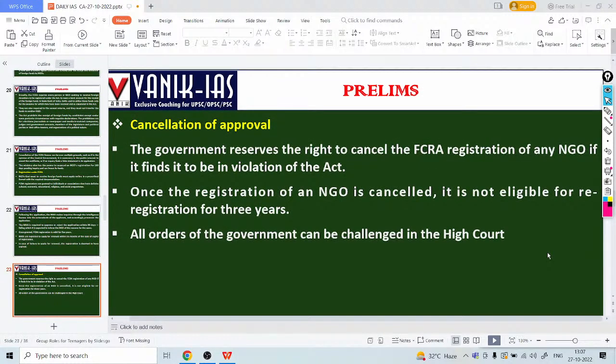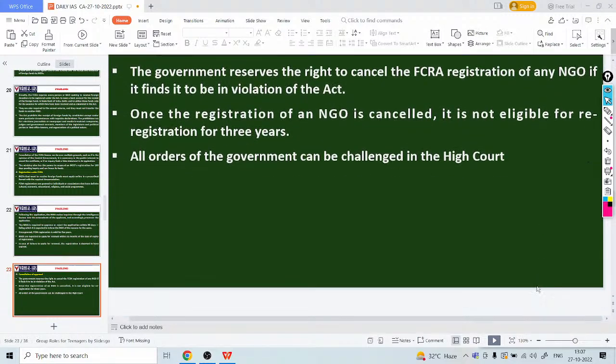Okay. The government reserves the right to cancel the FCRA registration of any NGO if it finds it to be in violation of the Act. Government has the right. Once the registration of an NGO is cancelled, it is not eligible for registration for 3 years. Okay. If it is cancelled due to some reason, then for the coming 3 years, it is not allowed to re-register itself. All orders of the government can be challenged in the High Court. Fine. If the government gives an order on this, it can be challenged in the High Court.